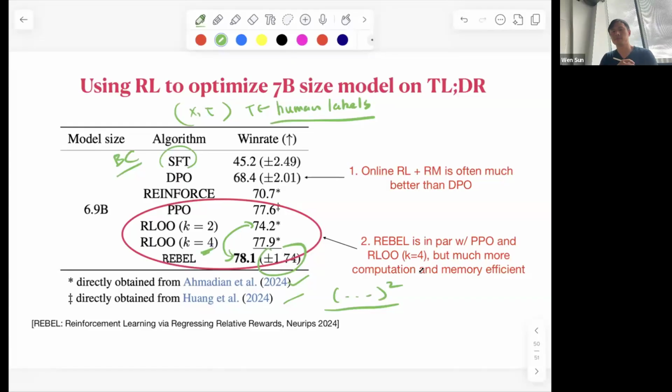Is K equal to 4 much more than that? I guess there's a gap between RLOO with K equals 2, and then K equals 4, and then Rebel. Which one is more expensive? RLOO K equal to 4, right? Is more expensive. I see. Because doubling the generation is much more than running multiple step backprop. I mean, for a 7 billion size model, maybe it's okay.